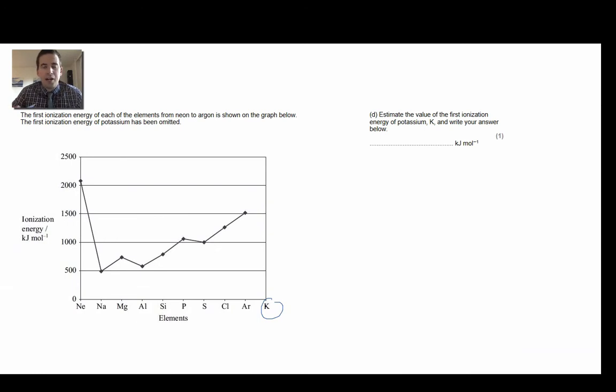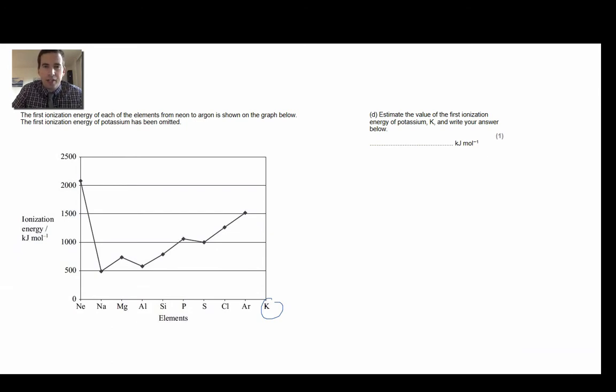Potassium, the outer electron is in the next shell. Therefore, it is further from the nucleus. There is a whole extra shell of shielding from the 3rd shell. So the ionization energy is going to be much lower. Now you can't just put it lower.